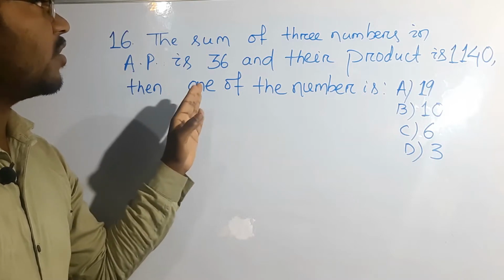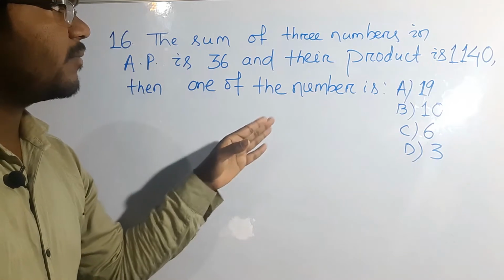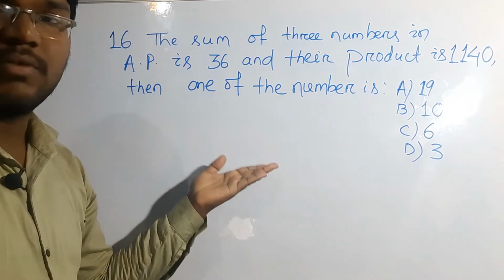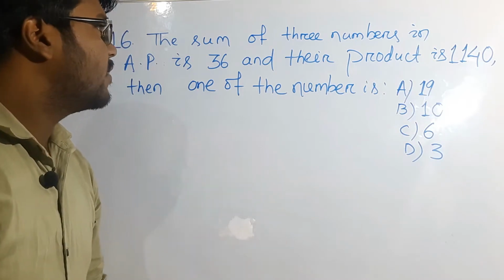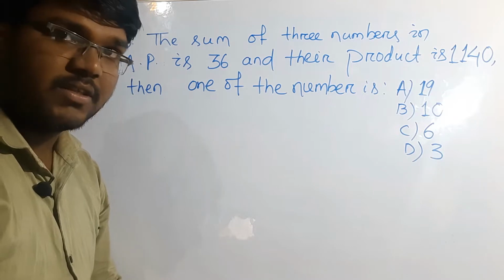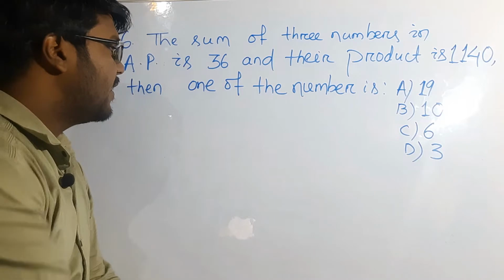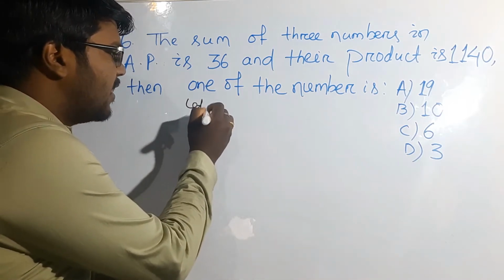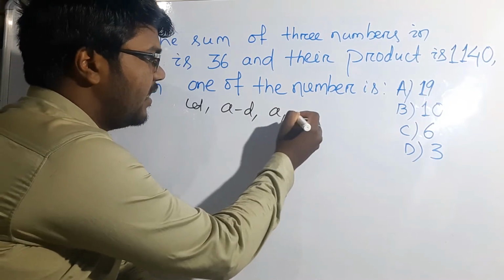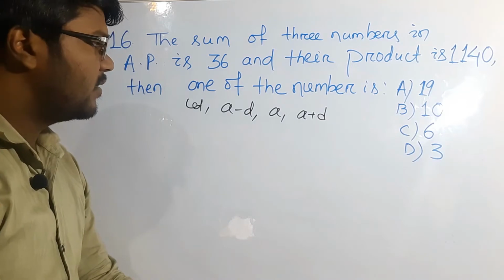The sum of three numbers in AP is 36 and their product is 1140. Then one of the numbers is what? So it is in AP. You know AP means arithmetic progression, that their common difference is the same. We have to know the three numbers are A minus D, middle is A, and after is A plus D. These are the three numbers.